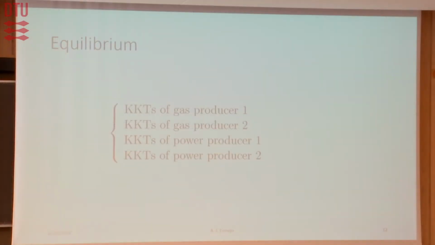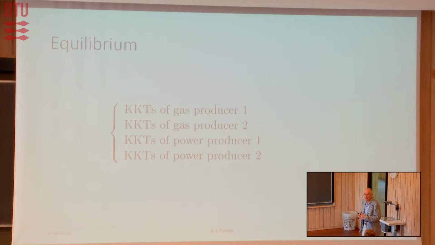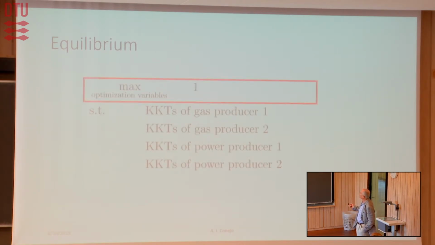So the equilibrium in this case, in this particular simple example, will be the KKT conditions of gas producer 1, the KKT conditions of gas producer 2, the KKT conditions of power producer 1, and the KKT conditions of power producer 2. So yes, they are interrelated. If we do equilibrium for gas by itself, or equilibrium for electricity by itself, why not combine all of them together and get a better picture of this? So this is what it is.